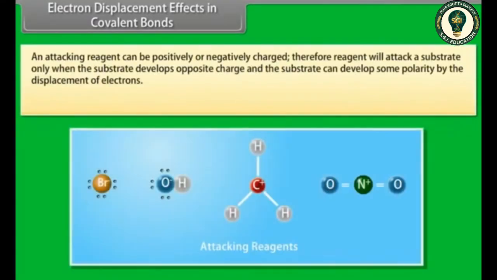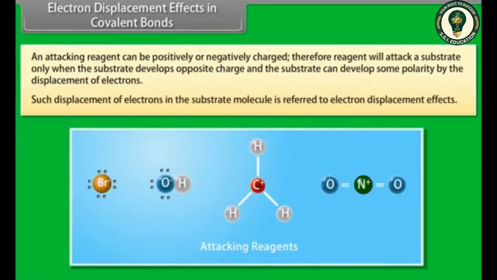Electron displacement effects in covalent bonds. An attacking reagent can be positively or negatively charged. Therefore, reagent will attack a substrate only when the substrate develops an opposite charge, and the substrate can develop some polarity by the displacement of electrons. Such displacement of electrons in the substrate molecule is referred to as electron displacement effect.